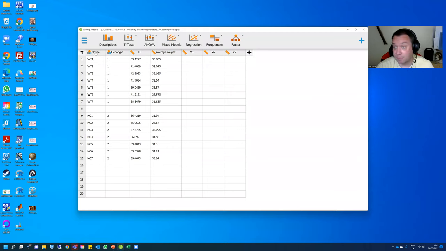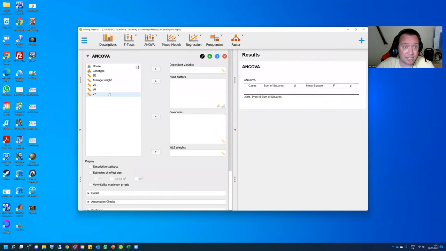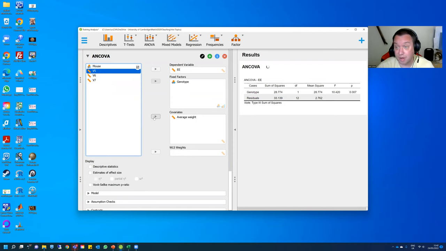And what you'll see is we have the same columns. So we've got mouse, and as I mentioned, you can select scale, ordinal, or nominal data. So this is scalar data, and you can select those things. And then once we've got that data, go to the ANOVA tab, and you select ANCOVA. In this case, we've got some empty columns, which are V5, V6, V7 variables, but we'll ignore those. But we can go genotype. That's going to be our fixed factor. Energy expenditure is going to be our dependent variable. And average weight, in this case, is our covariate.